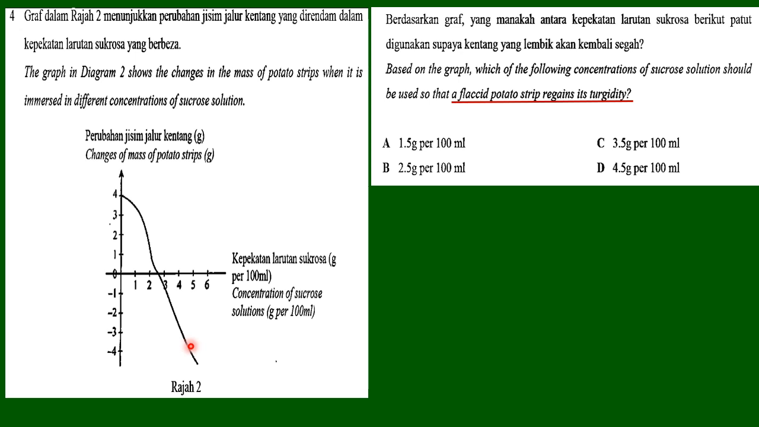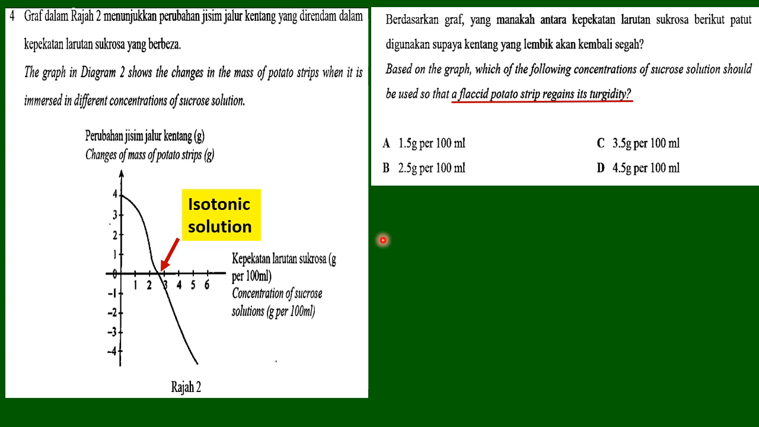Now, the isotonic solution has a concentration that's equal to that of the cell sap of the potato cells. And when the potato strip is placed in such a solution, there should be no change in mass of the potato strips, because water enters and leaves the cell at equal rates. So the value of the isotonic solution is here, where there is zero change in mass of potato strips, where the curve cuts the horizontal axis. What is the value here? Roughly 2.5 or 2.6 grams per 100 ml sucrose solution.